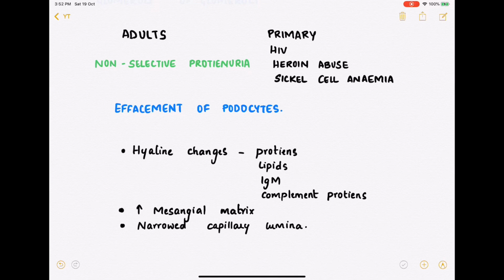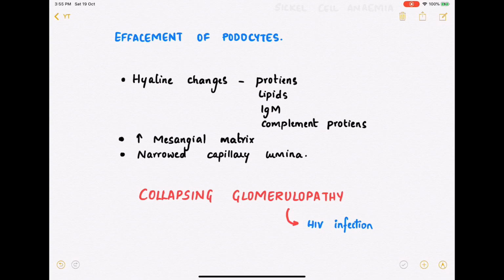And this hyaline change is because of deposition of proteins, lipids, immunoglobulins such as IgM, and complement proteins. There is also increased mesangial matrix and narrowed capillary lumina. There exists a very severe variant of focal segmental glomerulosclerosis called collapsing glomerulopathy, where there is podocyte hyperplasia and there is collapse of the glomerular tufts. And this is most commonly seen in association with HIV infection.